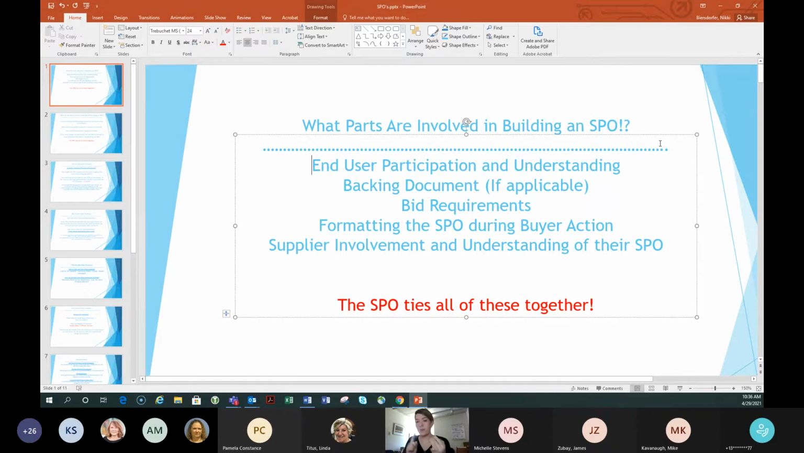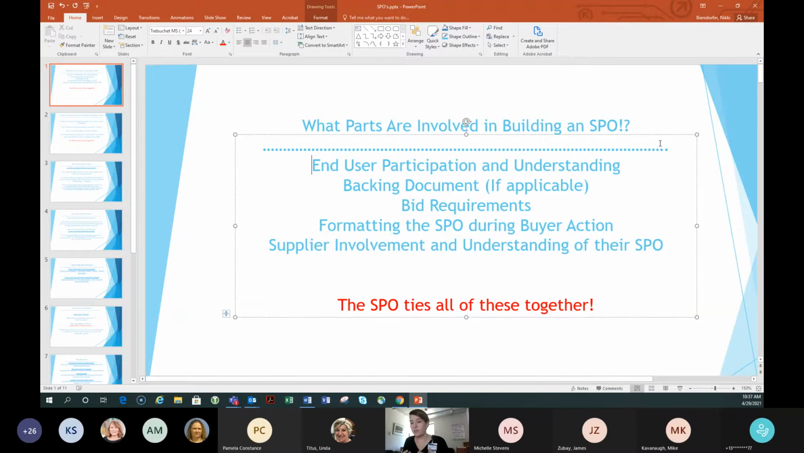How much should they charge me? When should they charge me? When should I pay it? All of those things relate to your purchase order and are linked through the backing document. Bid requirements, separate from a backing document, guys. Backing documents is the actual contract or pricing agreement that governs your purchase order, right? The pricing, the frequency, the services, what's included, what's not included.